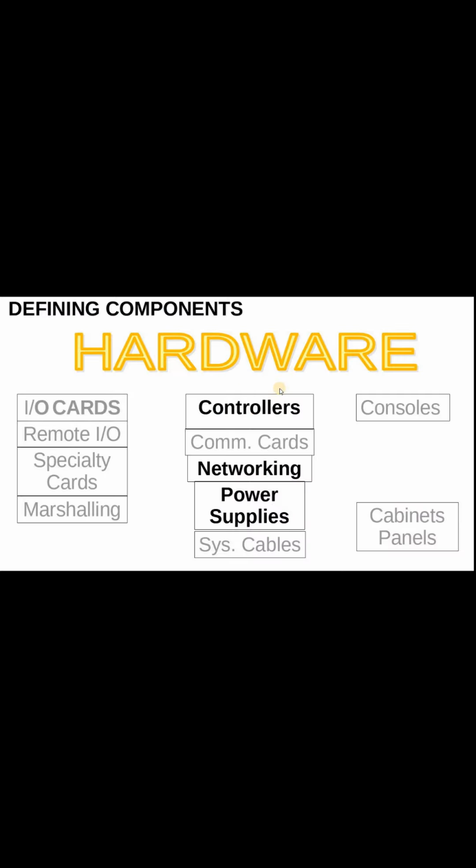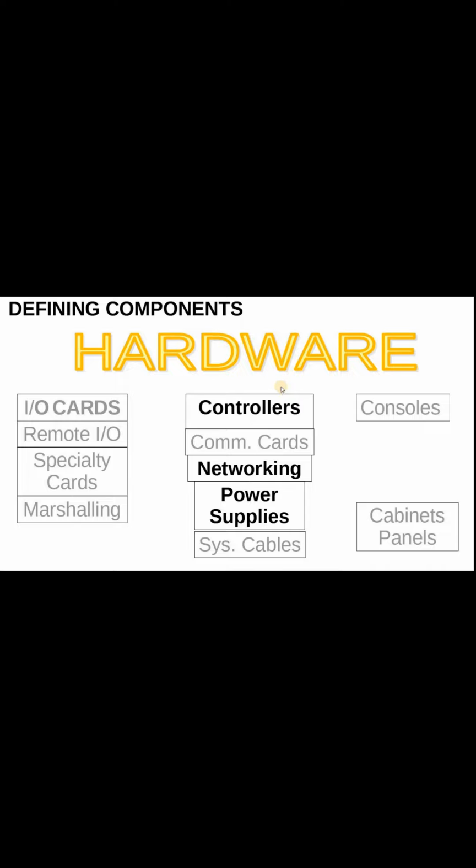If we consider that the CPU or the controller is the heart of the system, we can look at three main components in the controller. The first part communicates to the field. The second part communicates to other controllers or to the HMI or the console. And in the middle, we have our application or our logic.